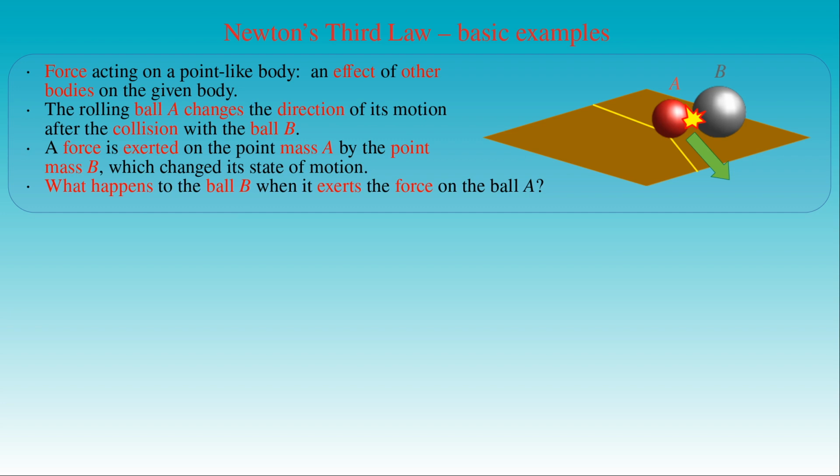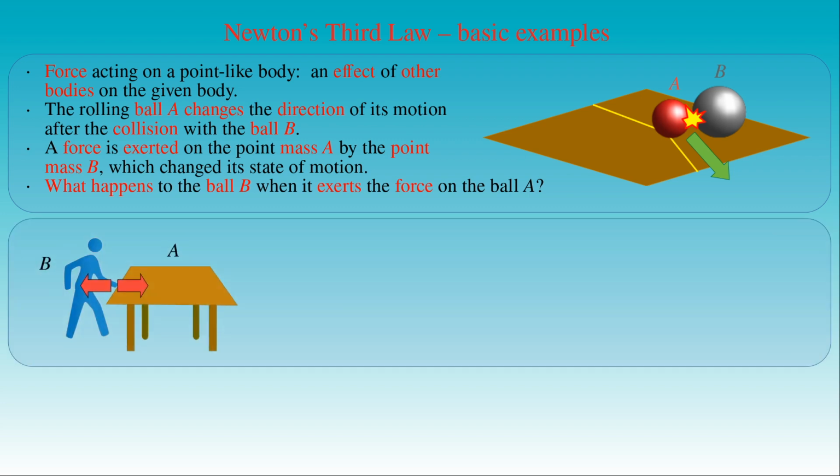In the original example with the colliding balls, we can see that ball B also changes its state of motion due to the collision. Either it changes the direction of its motion if it was already in motion, or it starts to move if it was at rest. But we can also examine a static situation. If we grasp a heavy table and pull it, then we feel the pull of the table with our hand. If we push it, then the table pushes against our hand. That is, we apply a force on the table, and at the same time we also feel the force exerted by the table. In this example, the body A represents the table, and the body B represents our body.